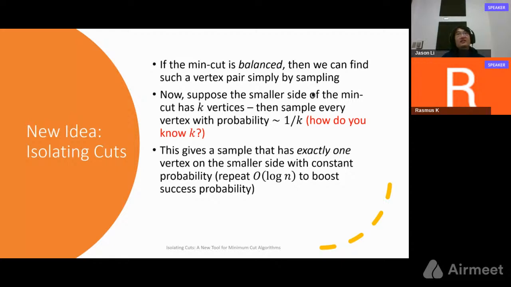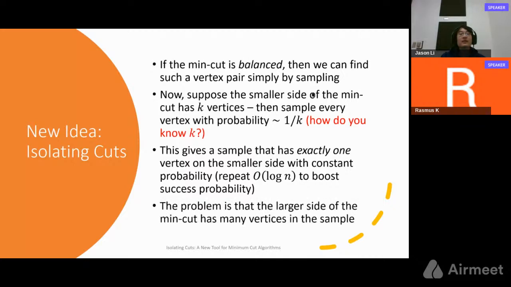And as we'll see later on, this essentially sets us up for the isolating cuts procedure. So once again, we're subsampling the set of vertices, and what we want from the subsampling is that exactly one vertex on the smaller side of the min cut is sampled. This happens with constant probability for an appropriate value of k, which we can guess, let's say, over all the powers of 2. Okay. So, of course, we're not done yet, because while the smaller side has only one vertex, the larger side still has many vertices. So so far we cannot reduce it to just a small number of ST min cut calls.